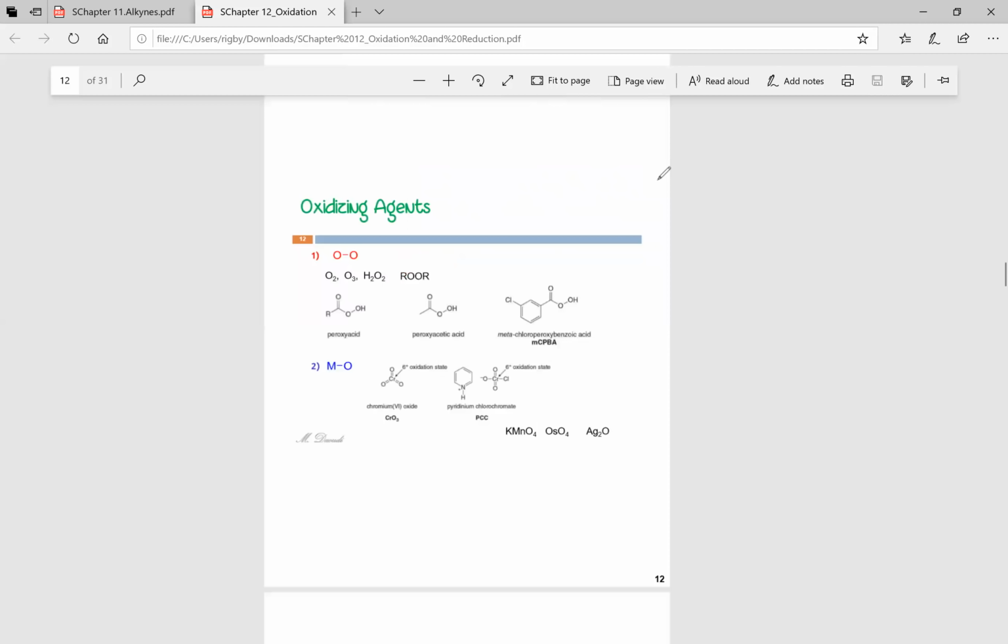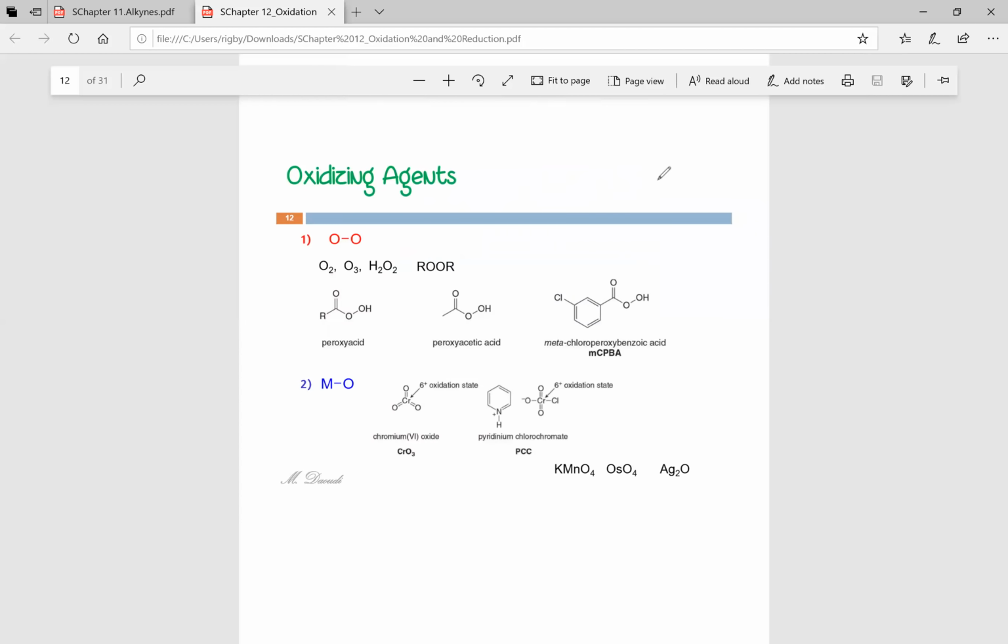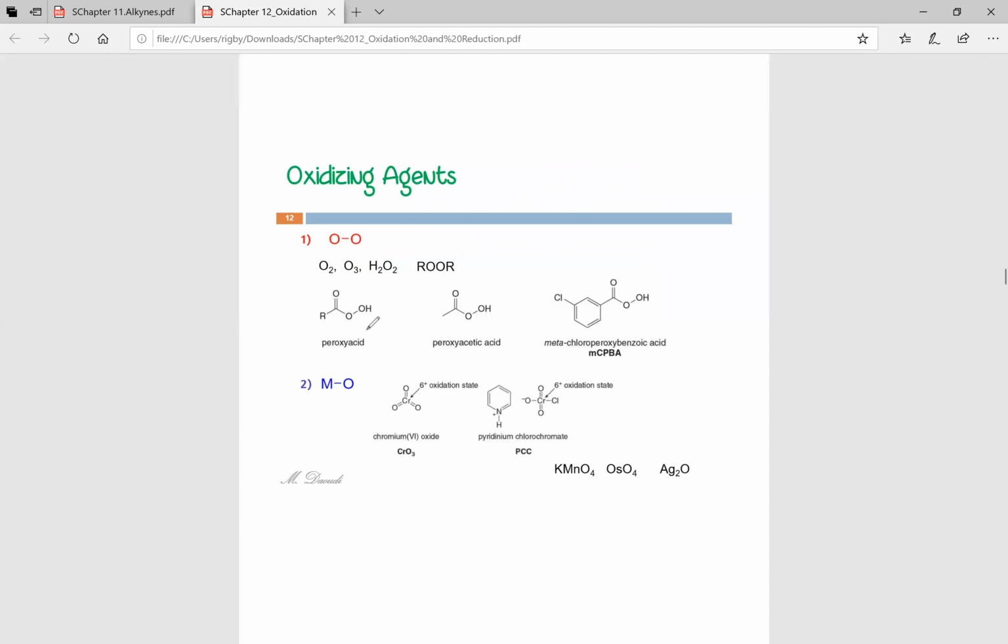Okay, so oxidizing agents. We've gone past reduction, it's not that scary. And so now we're going to be talking about oxidation. Our first oxidation is an O bonded to an O. And honestly, the most important concept here is the concept of a peroxy acid. If you see CO3H, that means we have a peroxy acid on our hands, okay? And the general formula for it looks like this. Or we can have a metal attached to oxygen, which is KMnO4, OsO4, Ag2O, all of that stuff. And we'll get into that a little bit.